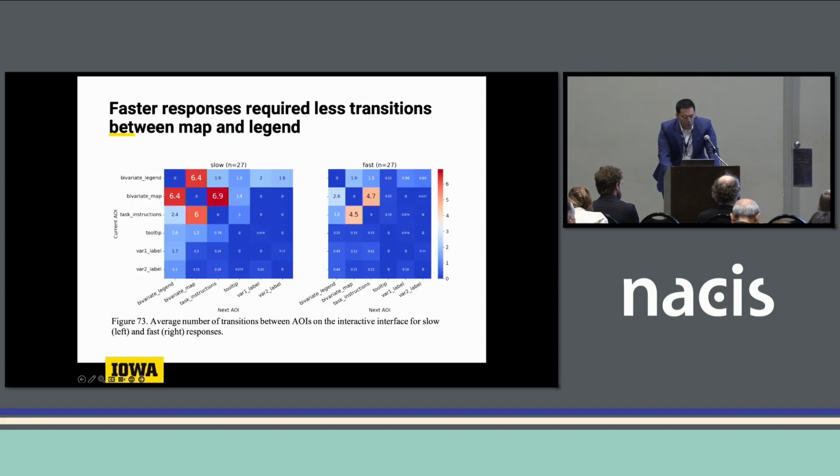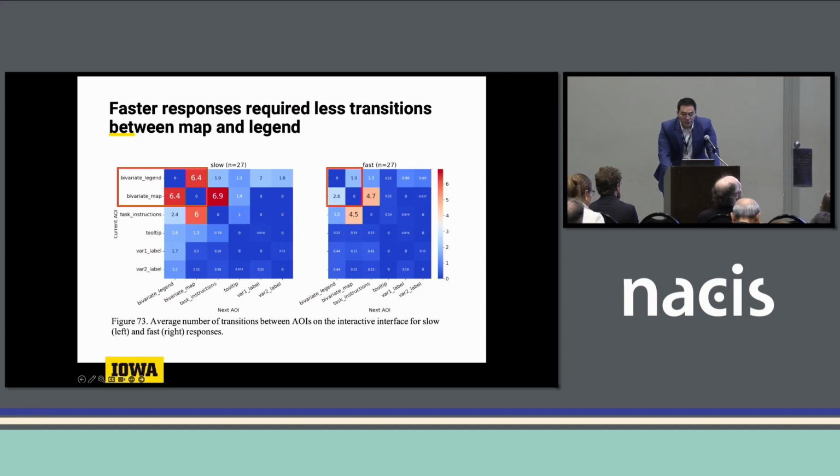We were, however, curious about differences between fast and slow responses. Instead of looking at probabilities, we calculated the average number of area of interest transitions between slow and fast responses. So slower responses on the left, had almost 3 times the number of transitions between the map and the legend compared to the fast responses.